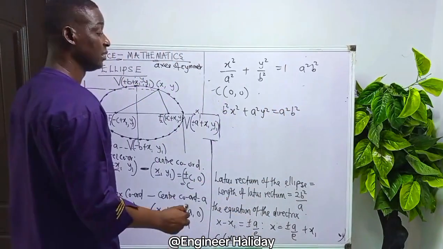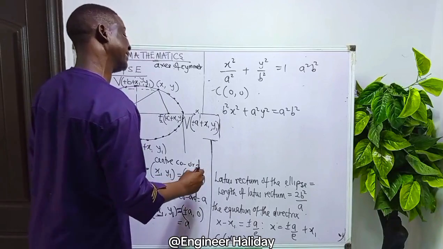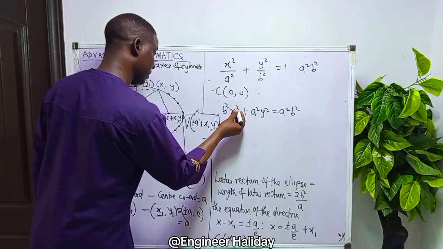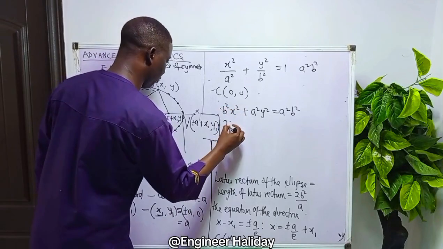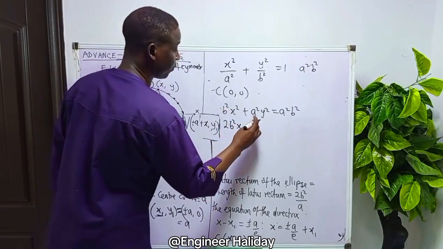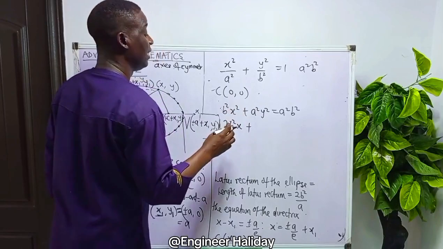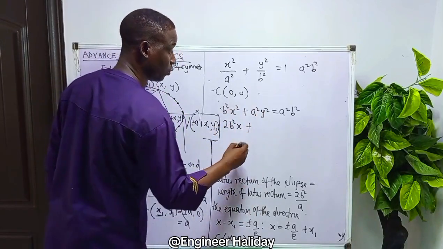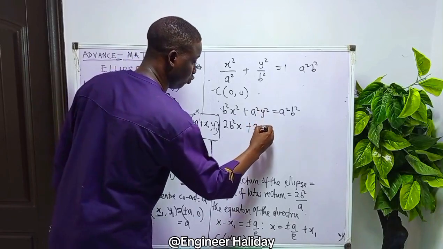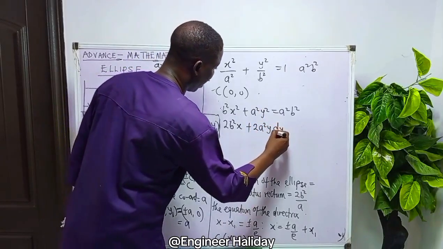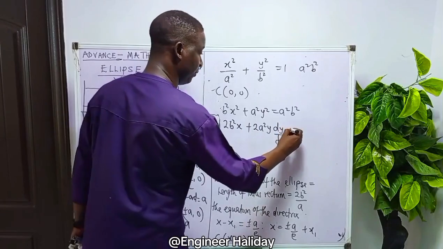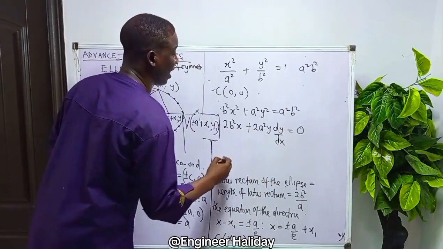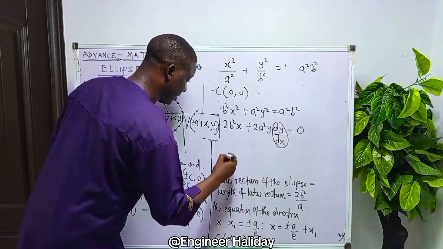After you have turned it to something like this, you now differentiate it to get your gradient. So what do you have now? If you differentiate with respect to x, 2 multiplied by 1, we have 2b squared x plus. Differentiate this one now, we are going to use implicit differentiation. So when you differentiate y, you are going to attach the dy over dx to it. So we have 2a squared y dy over dx. Don't forget y is a dependent variable. And when you differentiate this one it gives us 0. So when you solve it, make dy over dx the subject of the formula, which is the gradient.